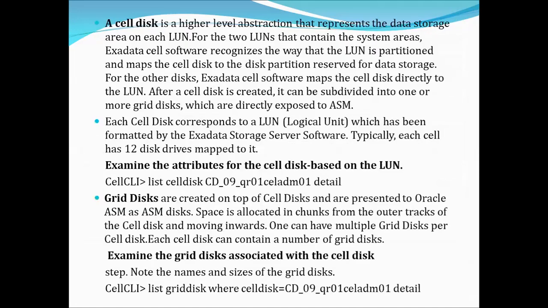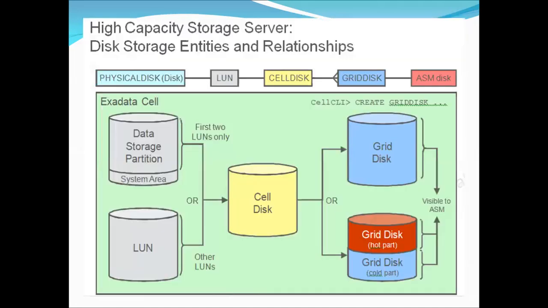So we can check the LUN and the cell disk. These are the high capacity storage disk relationships. When we purchase a storage server, we have physical disks and LUNs, and they are already predefined. So we need to create only cell disks and grid disks. Grid disks are used later for ASM disks. After partitioning, the first two LUNs will be used for the system area, and the rest we can use to store data.